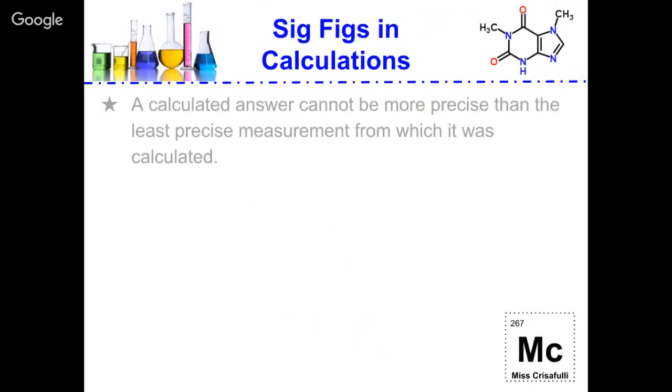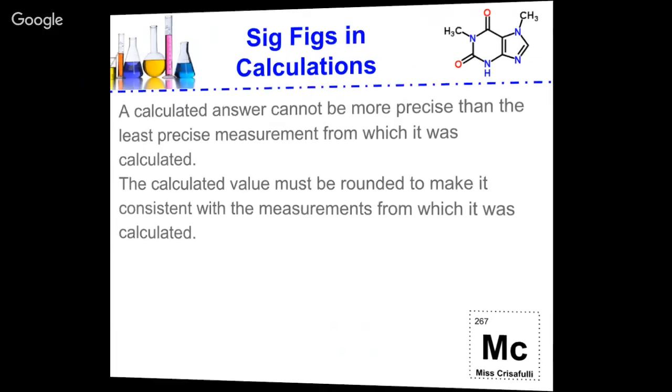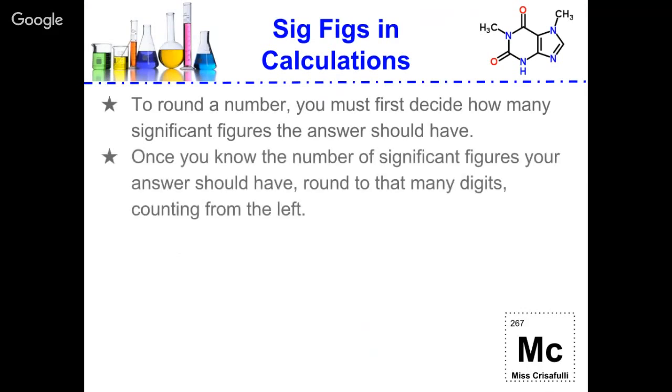So let's talk about sig figs and calculations. A calculated answer cannot be more precise than the least precise measurement from which it was calculated. So the calculated value must be rounded to make it consistent with the measurements from which it was calculated. To round a number, you must first decide how many significant figures the answer should have. And then once you know that number, you're going to round to that many digits counting from the left.